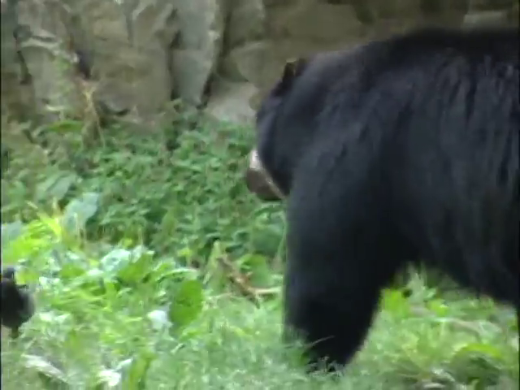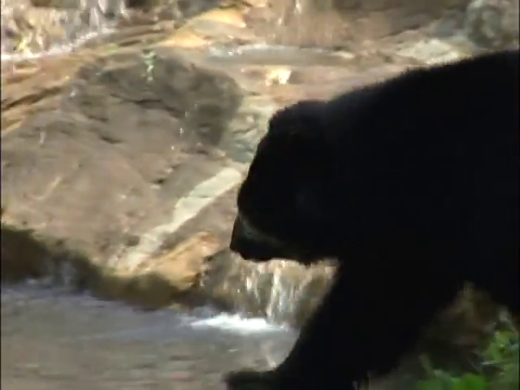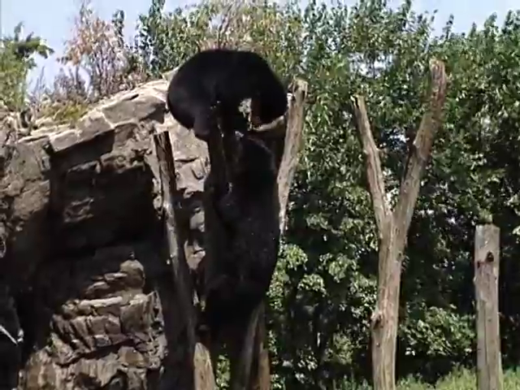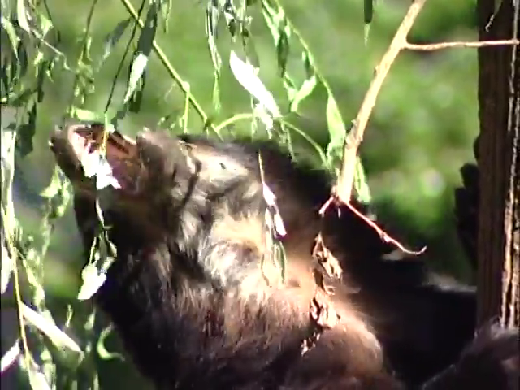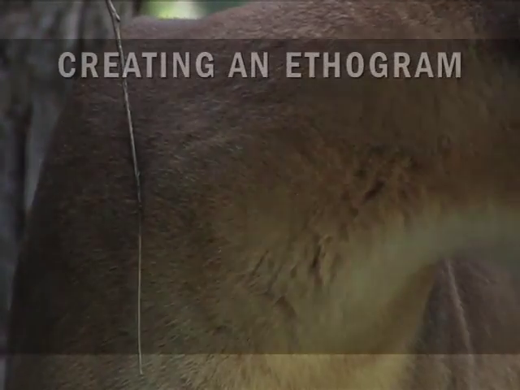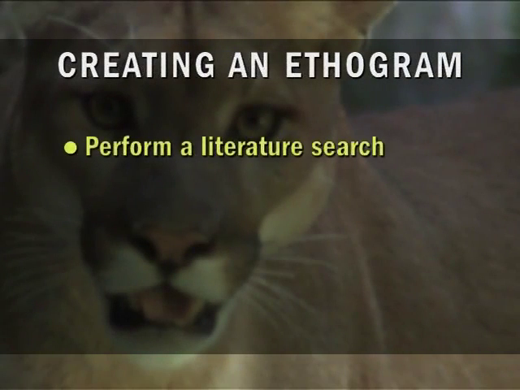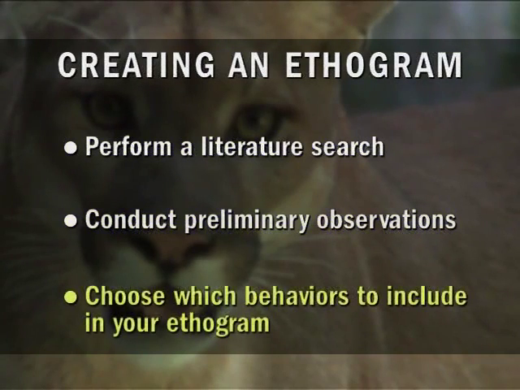If the behaviors differ from the descriptions in the literature, you will need to come up with a single definition for a behavior and apply it consistently. During your preliminary observations, also note individual differences in behavior, how the animals spend their time throughout the day, and how they interact with each other. Once you've made a list of typical behaviors based on the literature and your own preliminary observations, you can start to categorize them and decide which ones should be included in your ethogram.